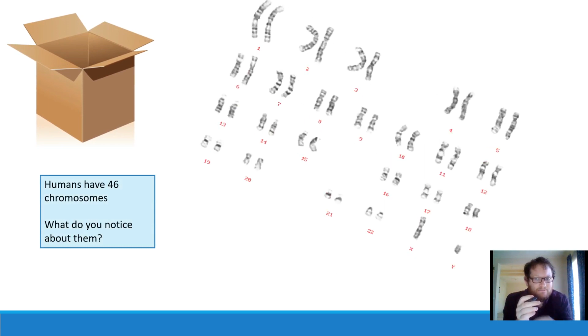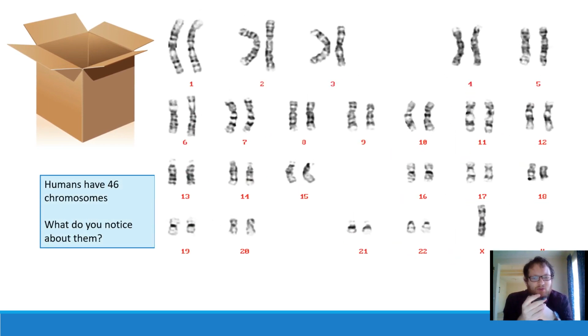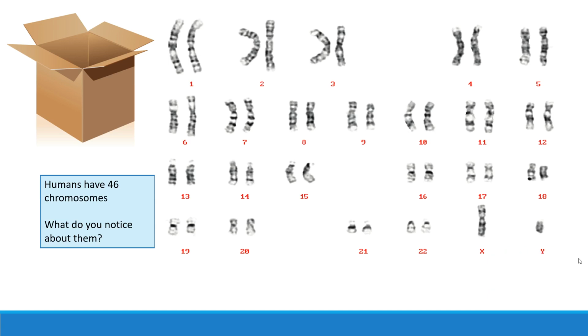Let's have a look at them. So here are all of the 46 chromosomes. We've got 1, 2, 3, 4, 5, 6, 7, 8, 9, 10, 11, 12, 13, 14, 15, 16, and so on, up to 46. Now, what do you notice about these chromosomes? What's significant? Hopefully you guys have noticed this fact here.